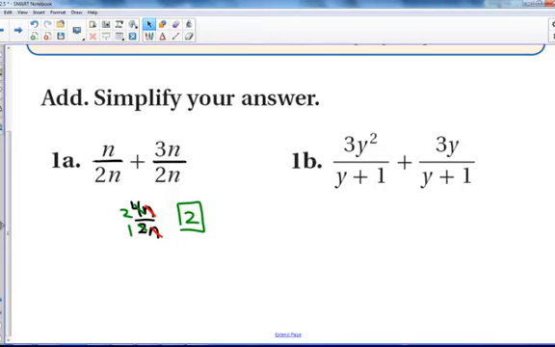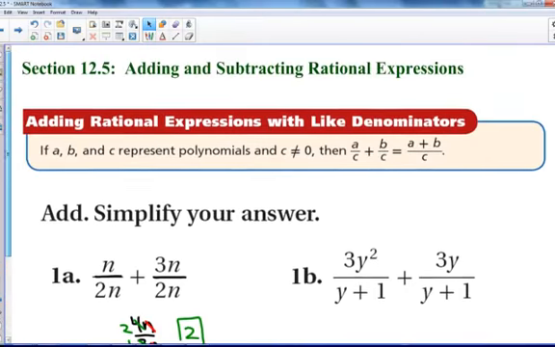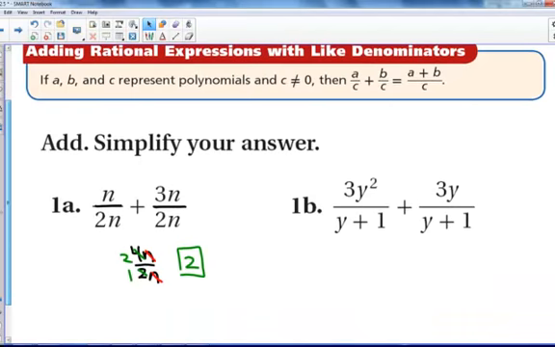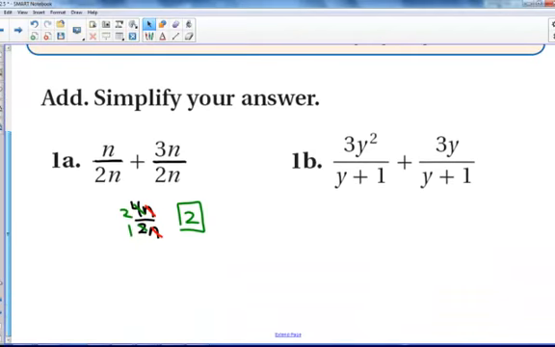And is this asking us to state excluded values? It's not. Just remember that if by chance n does equal 0, it cannot equal 0, so no big deal.